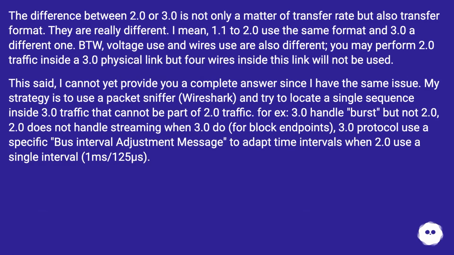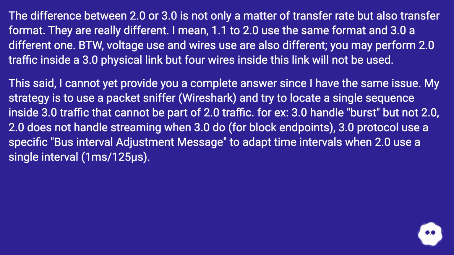The difference between 2.0 or 3.0 is not only a matter of transfer rate but also transfer format. They are really different. I mean, 1.1 to 2.0 use the same format and 3.0 a different one. By the way, voltage use and wires use are also different. You may perform 2.0 traffic inside a 3.0 physical link, but for wires inside this link will not be used.